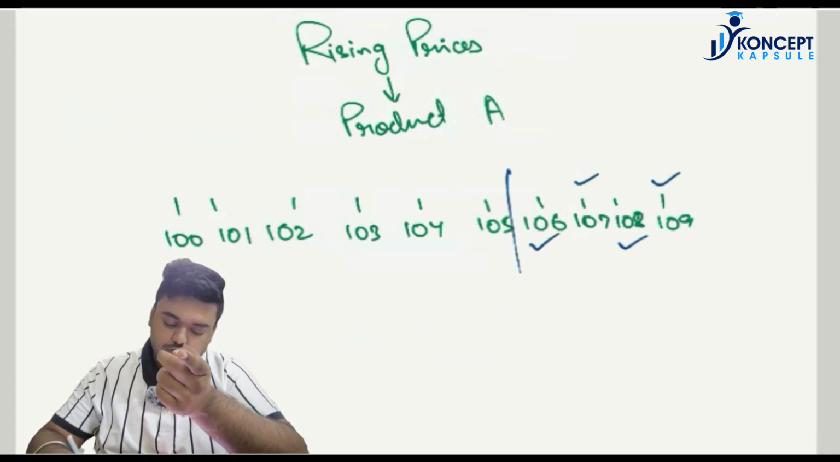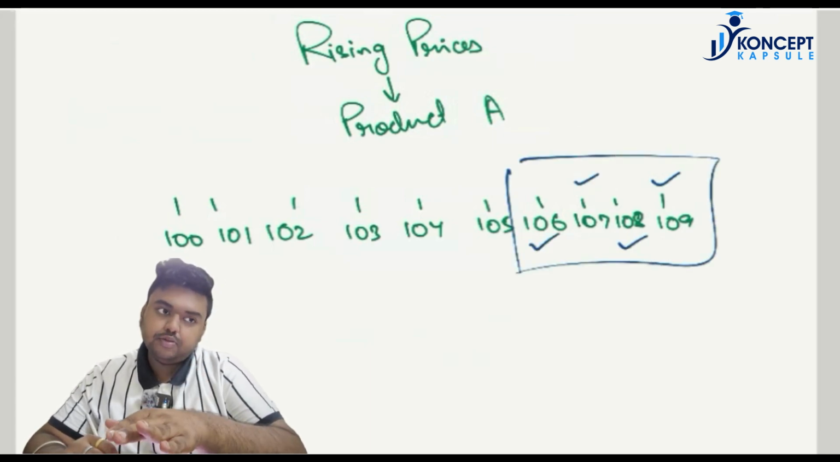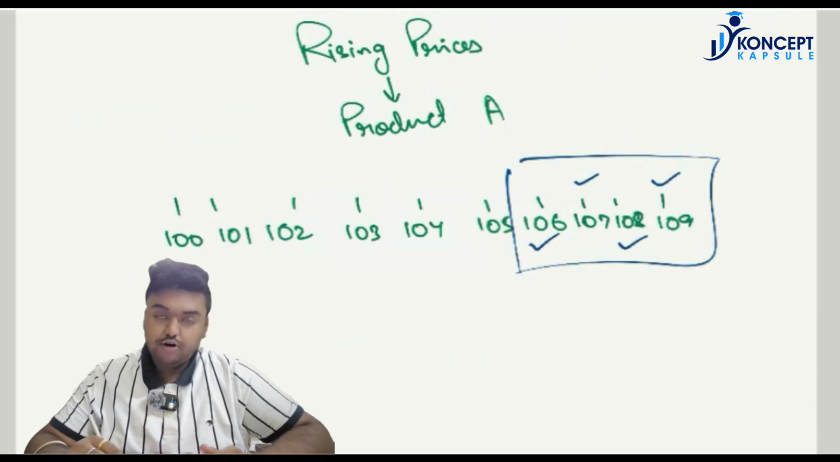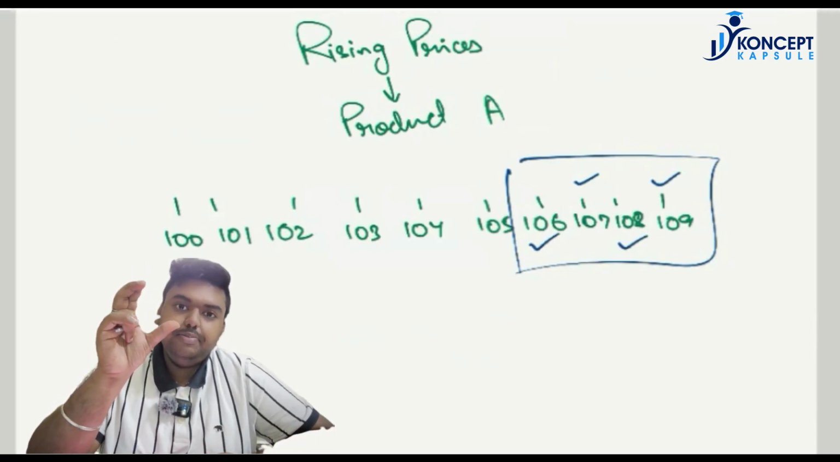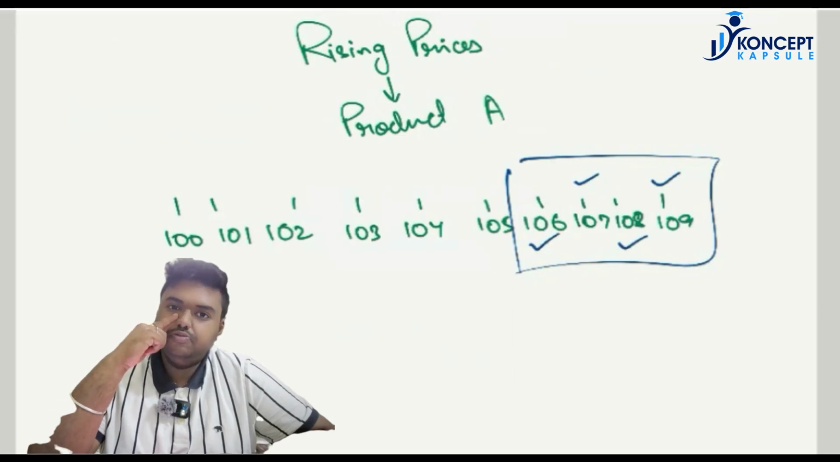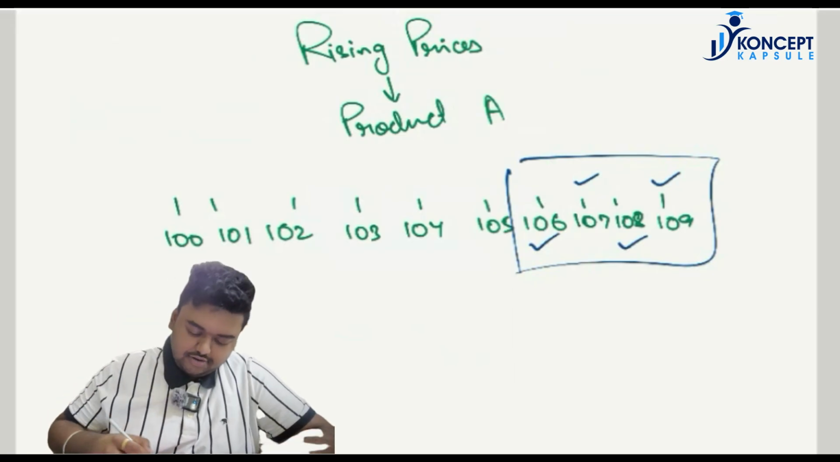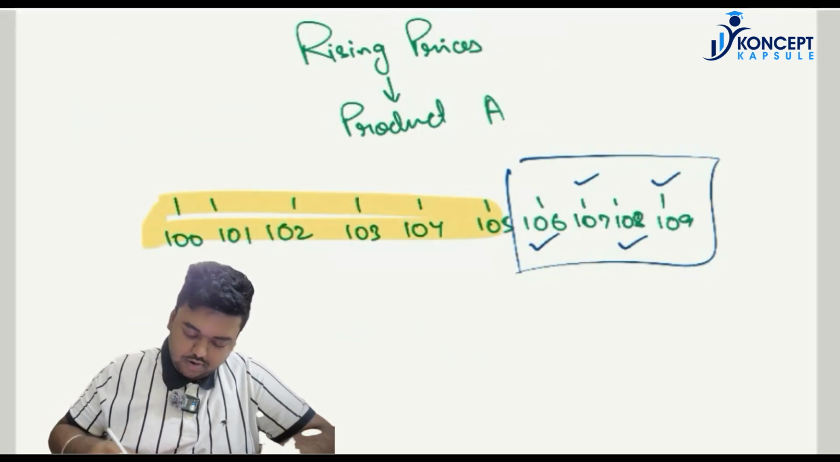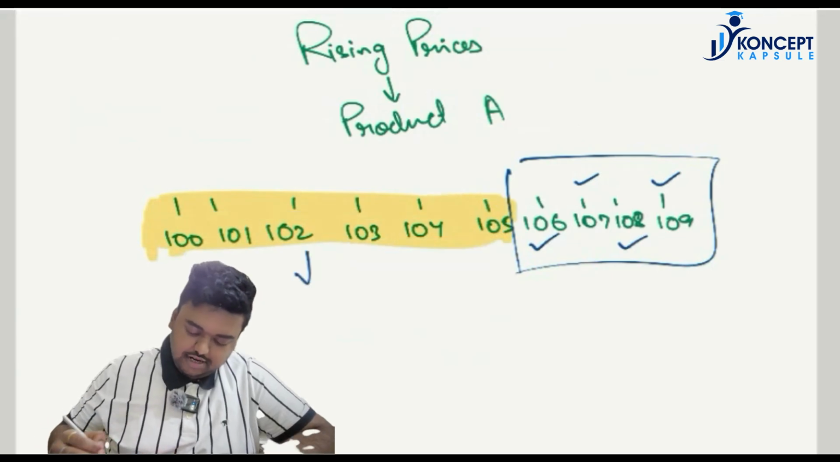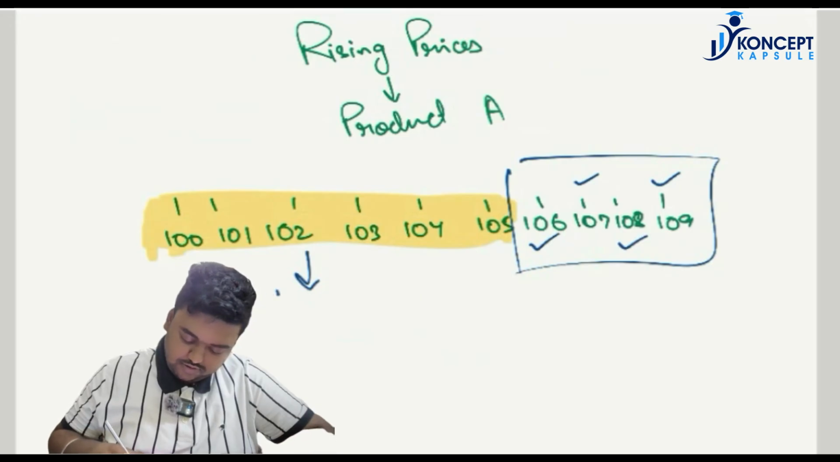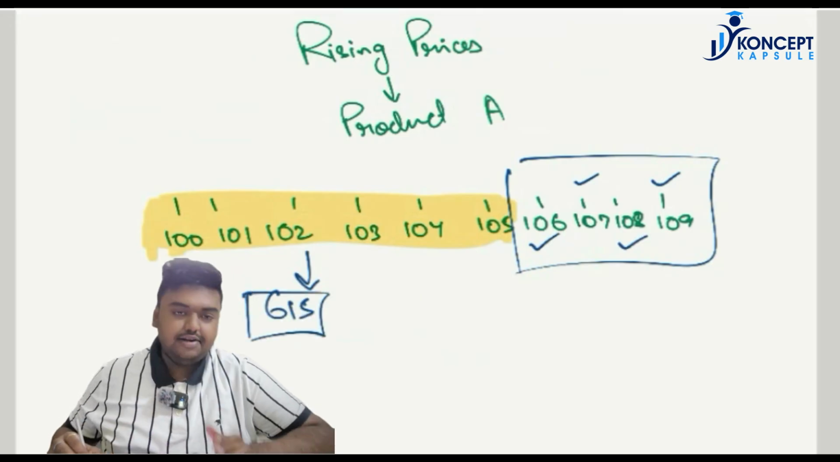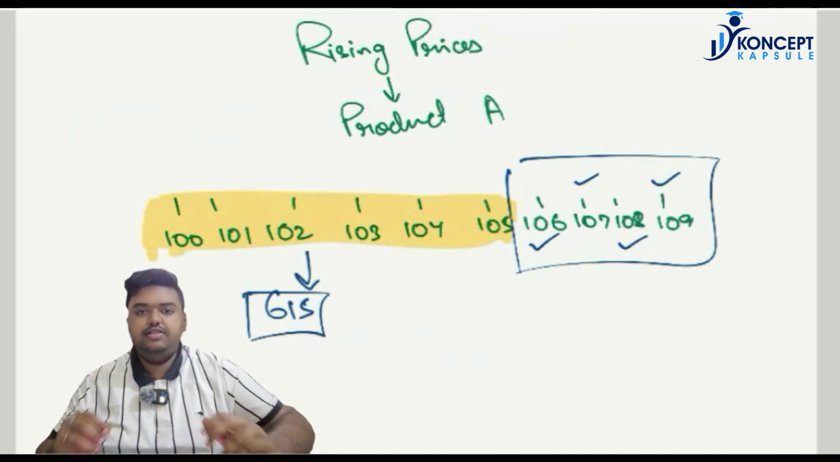Suppose we assume 4 units were sold. Then what is the value of inventory that will be recorded in the books? The value of inventory that will be recorded in the books will be the sum of 100 to 105. Guys, the value of inventory that will be recorded in the books will be 615.